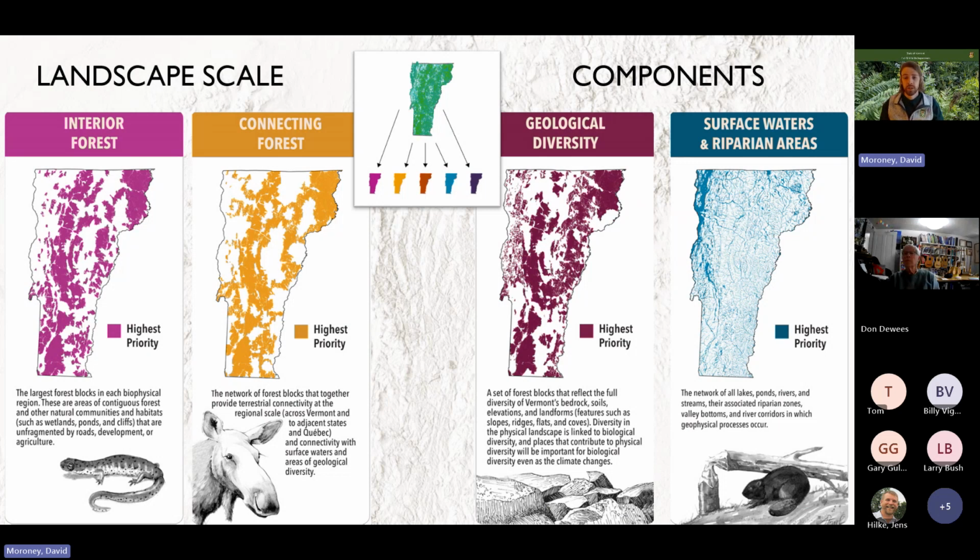Right? It asks the question, where are the habitat patches that are most important for terrestrial connectivity across the entire state? And those are connectivity blocks. Where can we ensure that all different kinds of geological and topographic landforms are represented in their natural state? Those are the geological diversity blocks. And where are the lakes, ponds, rivers, and streams? And where is there intact riparian vegetation along the margins of those aquatic systems? So these are all big picture landscape elements that are mapped and viewable on BioFinder.